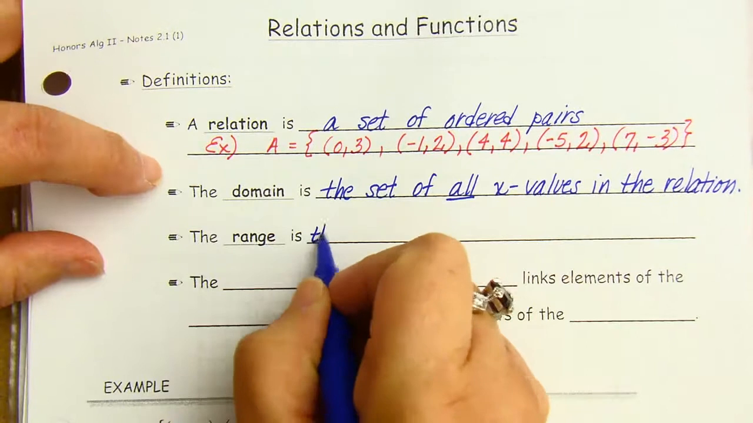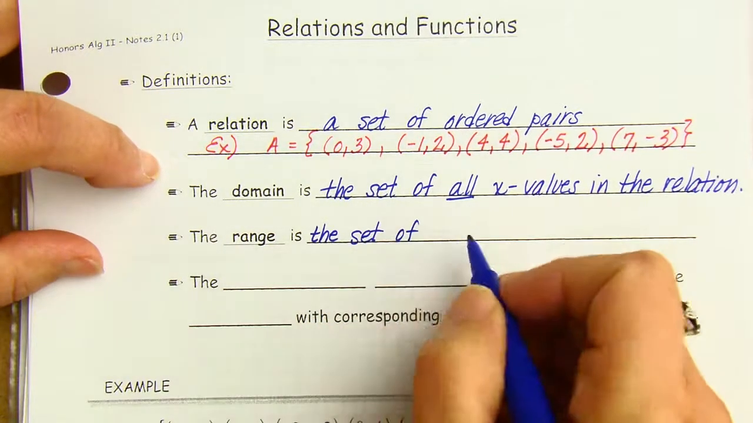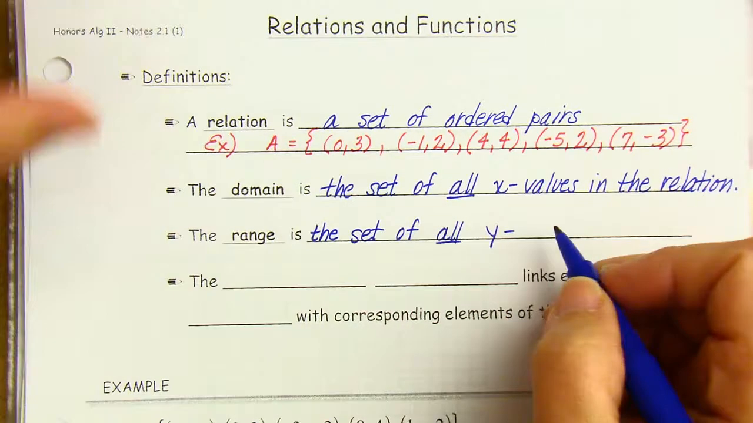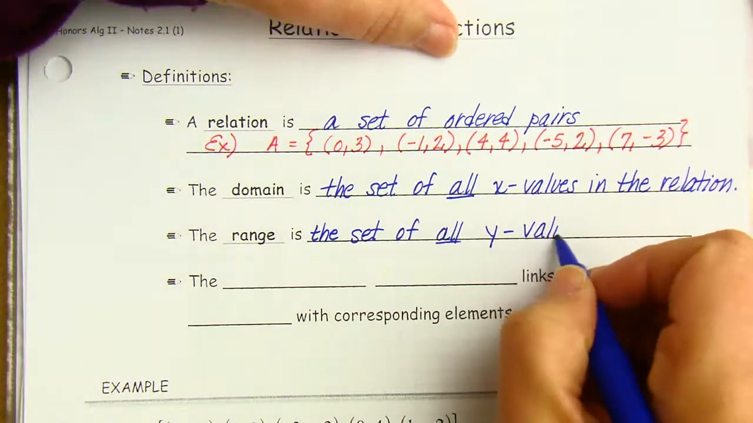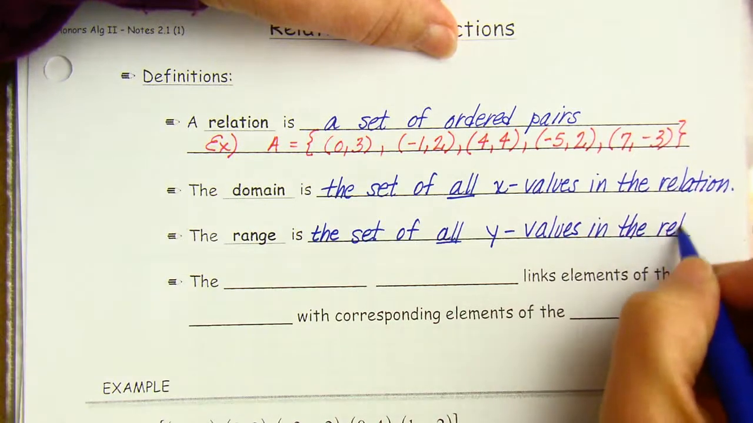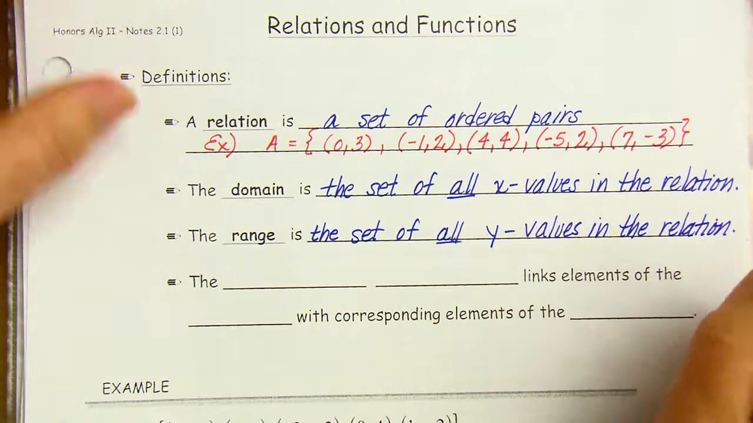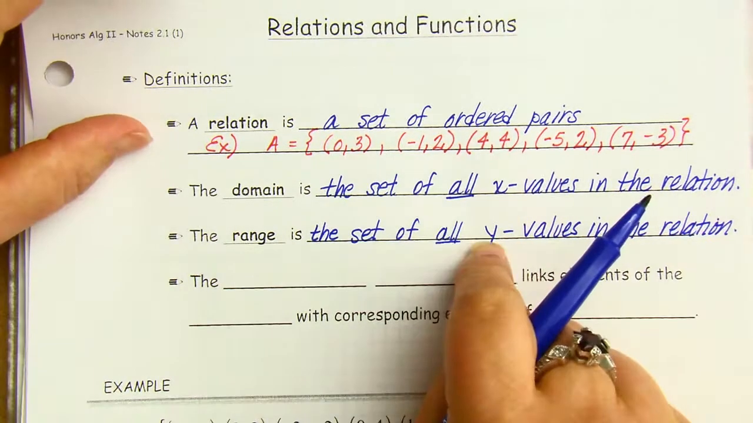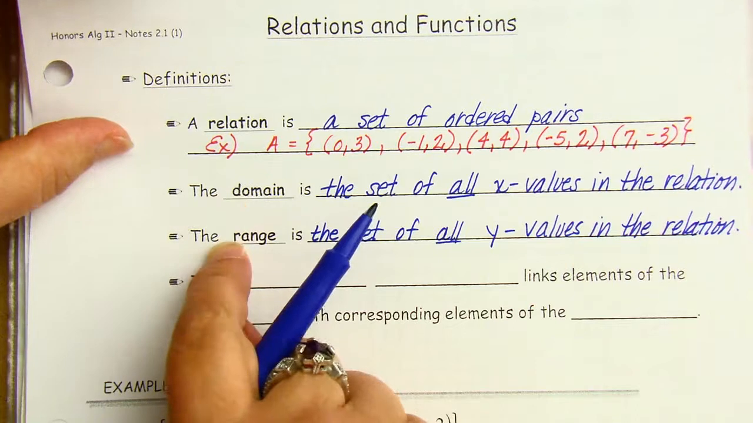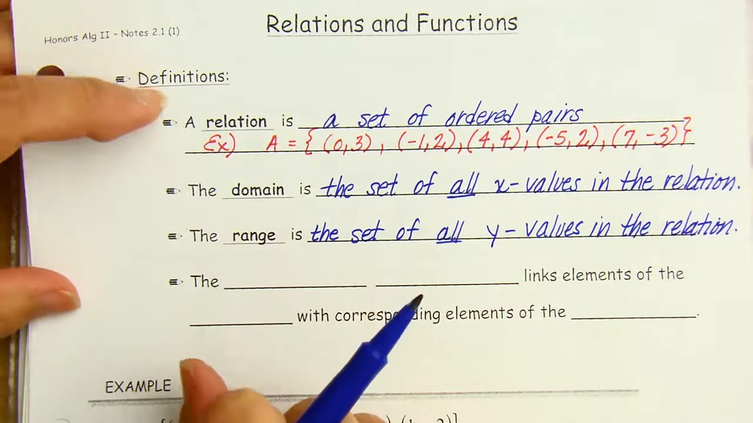And conversely, the range is the set of all y values in the relation. And if you think about it, x before y in the ordered pair, it's alphabetical. Also, domain and range, D comes before R in the alphabet. D, the domain, are the x values, and then you have your range, which are the y values.